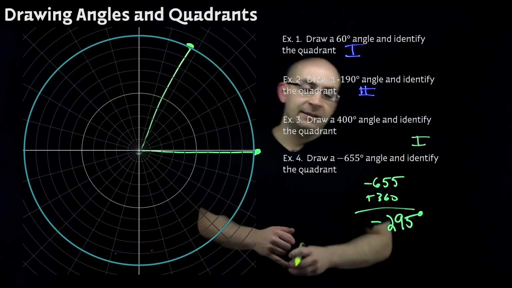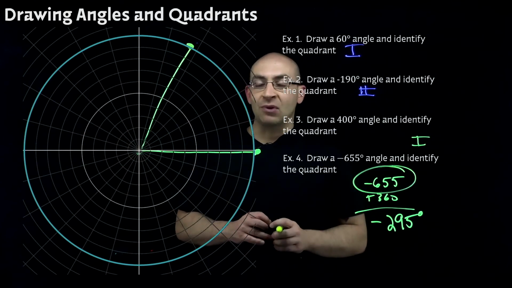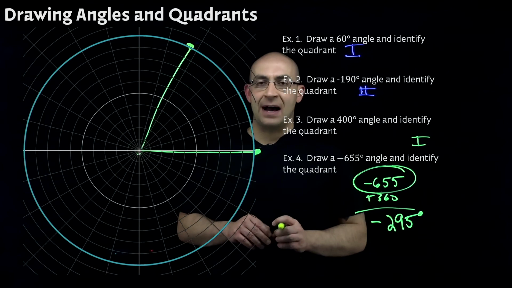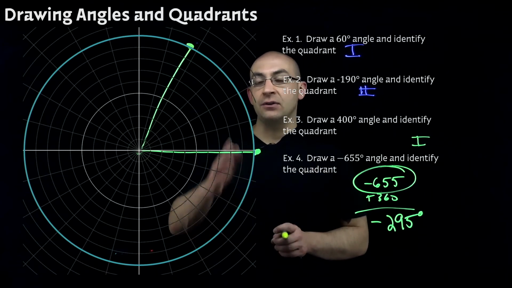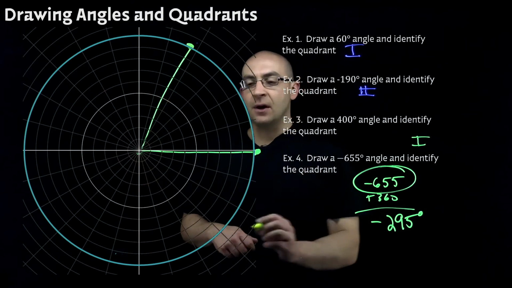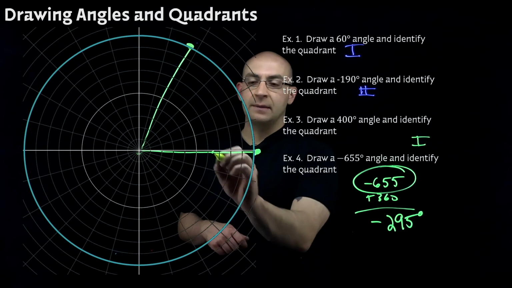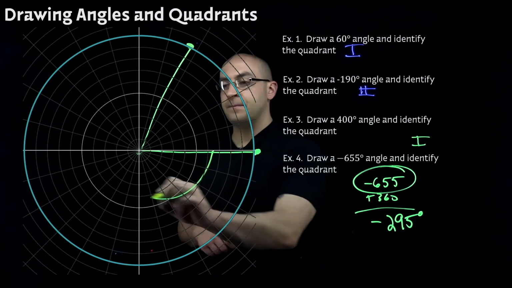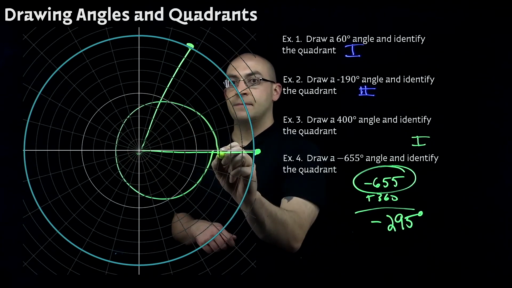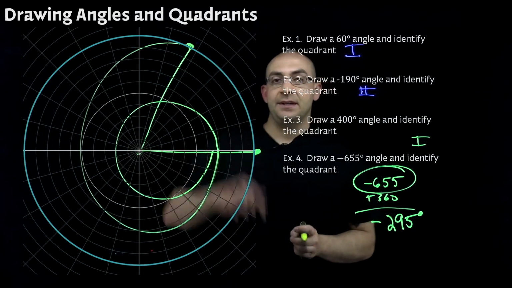Now, it's negative, so it's going to open up like this. But remember, the initial problem was negative 655. That means I've got to do one full rotation and then go back over to here. So I'm going to start right here. Doesn't really matter where we start on the line. I'm going to go one full time around and end back at this spot. That's 360 degrees, negative. And it goes up to here.